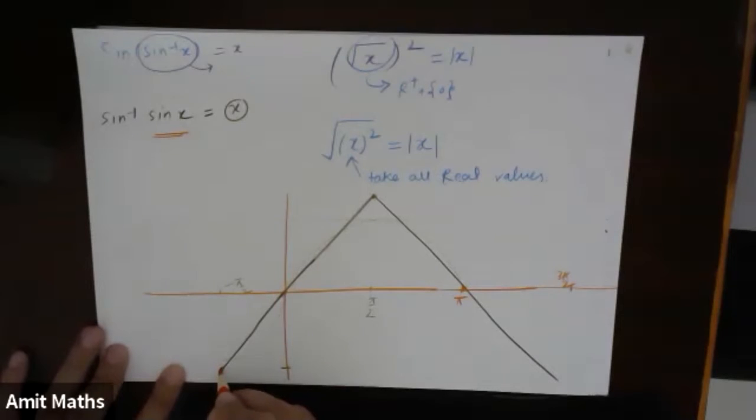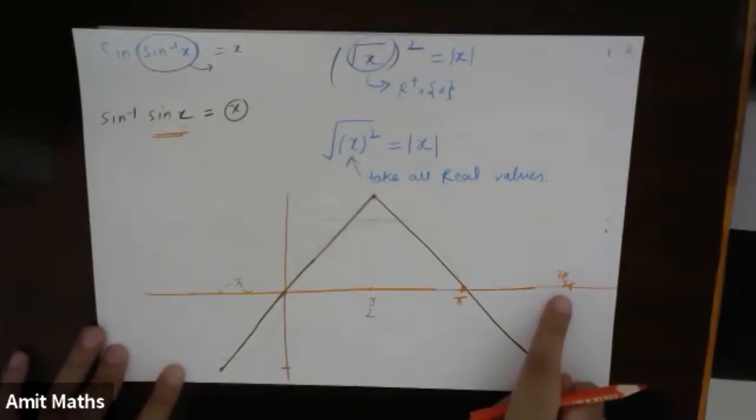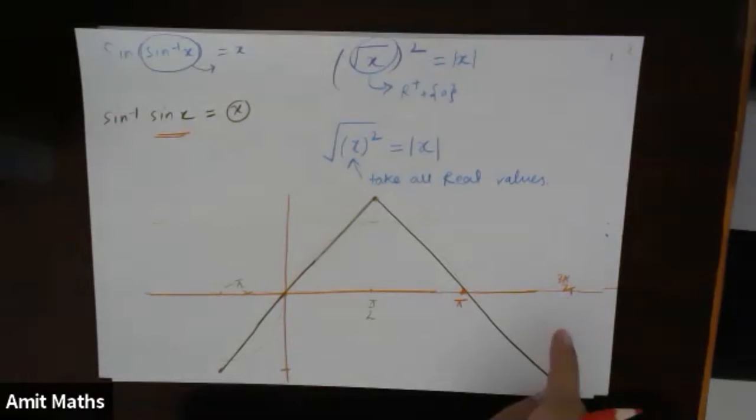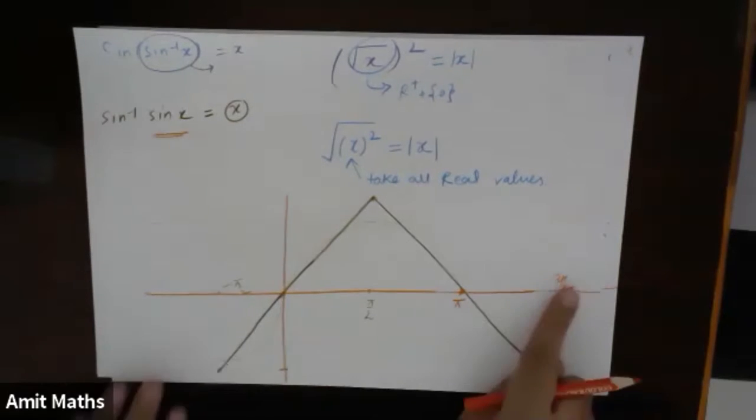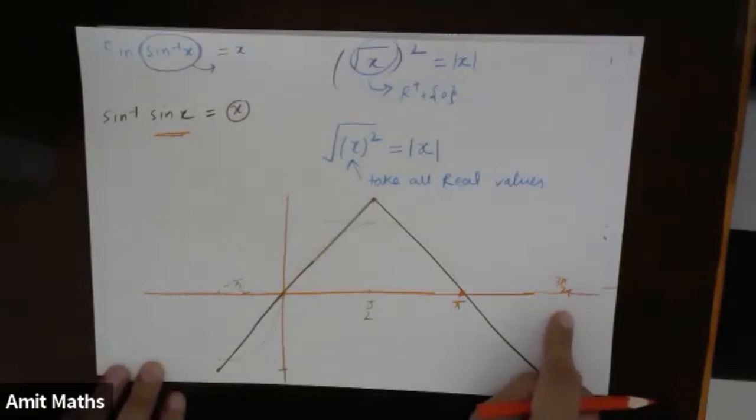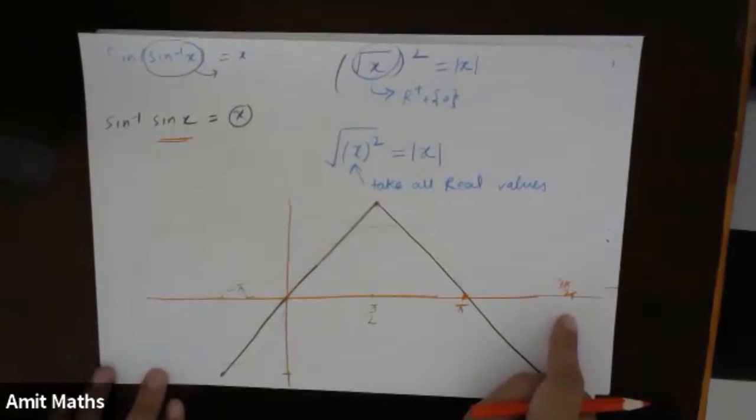Again, see, children. Saran, 3 pi by 2 I have marked afterwards. So 3 pi by 2 is greater than pi. See, I have mentioned 3 pi by 2 afterwards. Saran, yes or no? Okay.